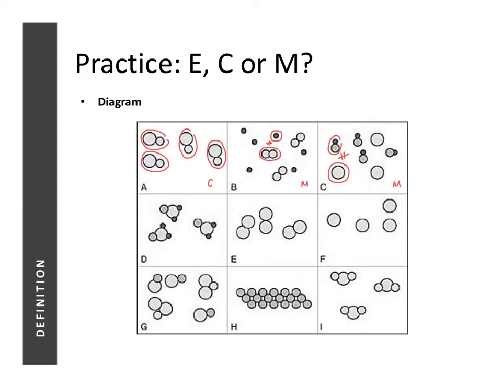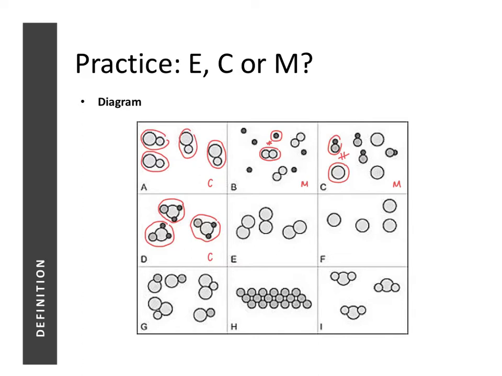For D, it's a compound. How do I know that it's compound? Because if we look at each molecule, it's made up of three different types of circles. It's made up of three different elements, so it's compound. And each molecule, they are the same, so it's a pure substance.